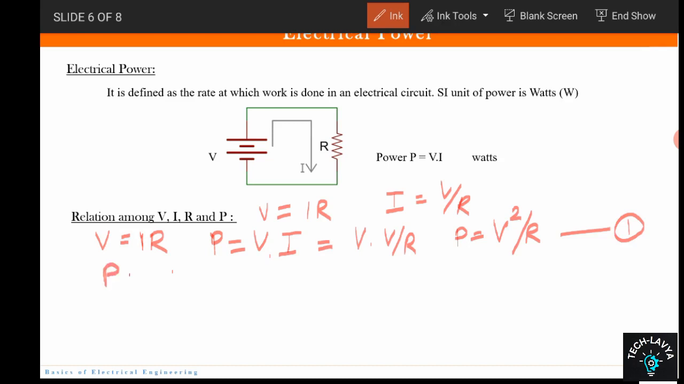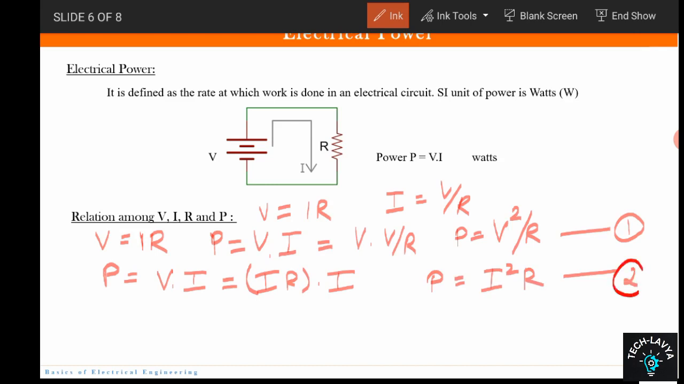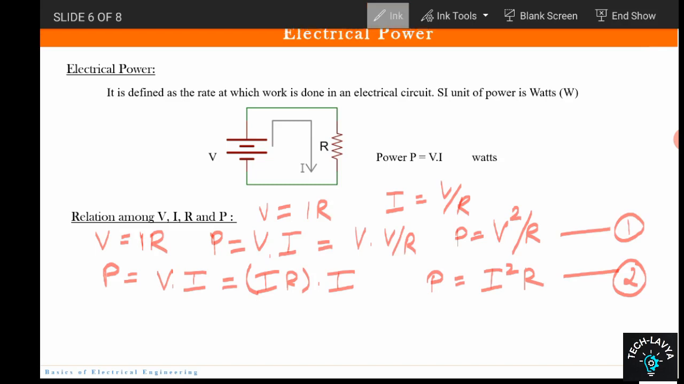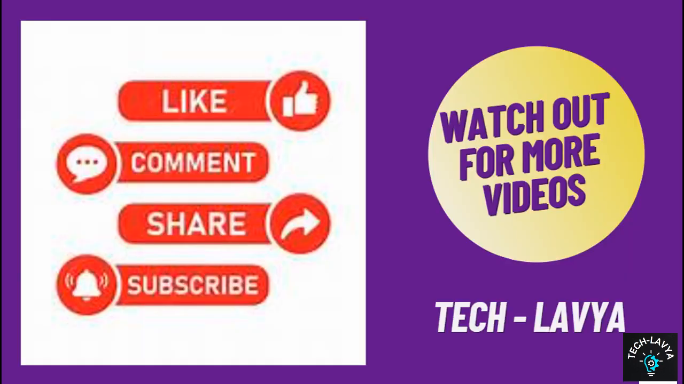Secondly, again P is equal to V into I. Here I'll put the value of V. What is V? I into R, into I. So I get P is equal to I square R. So these are the two relationships for power. One is in terms of voltage and another is in terms of current. And the SI unit of power is watts.